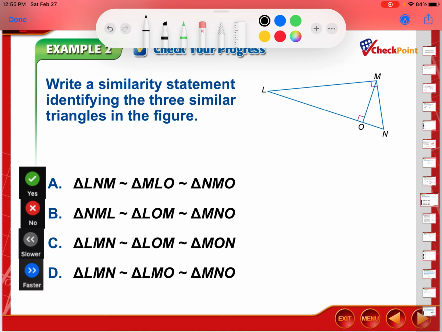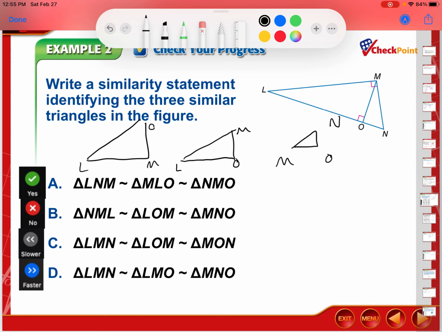Delightful. Continuing on. So, write a similarity statement identifying the three similar triangles. So, three similar triangles. I'm going to draw these real quick. So, I have my middle triangle, which would be LOM. My big triangle would be LMO. Then my little itty bitty triangle would be MON. All right. So now we just have to figure out which one is correct.